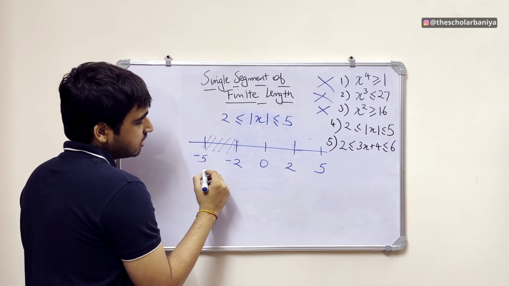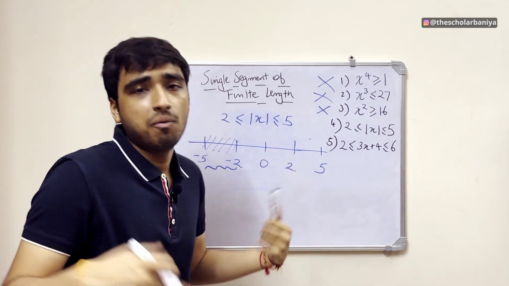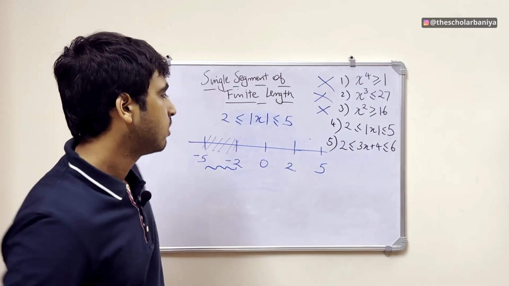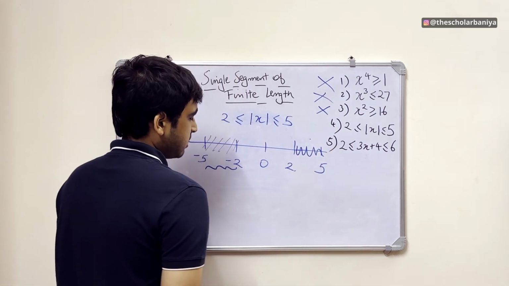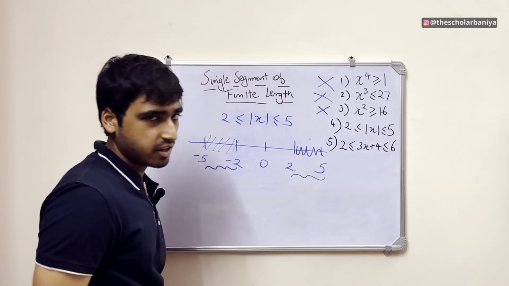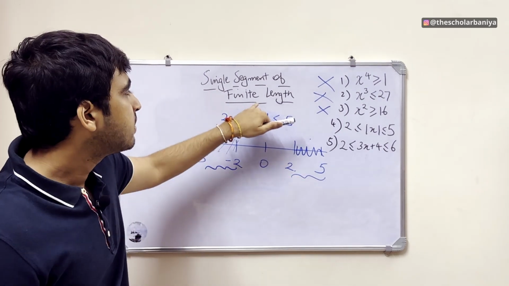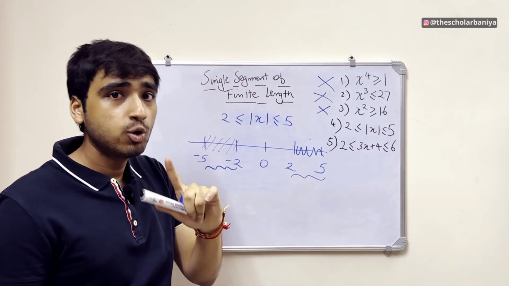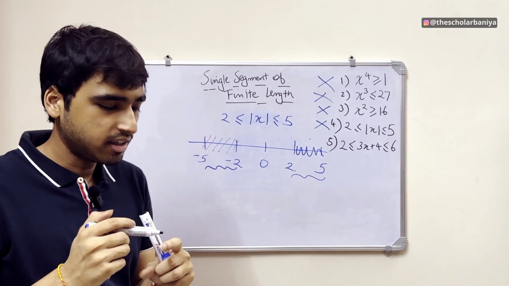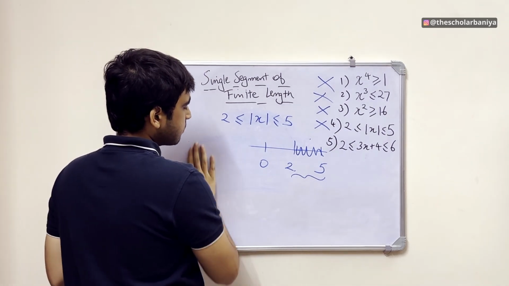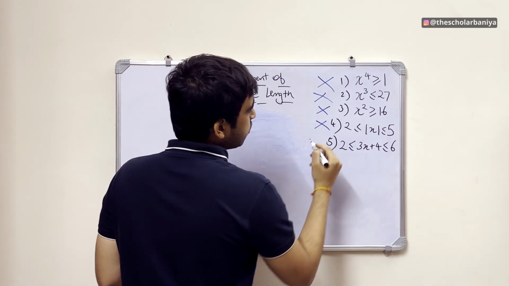So this part is a solution set. Similarly, any value between 2 and 5 will obviously satisfy: 2.1, 2.2, 3, 4, whatever. So any value over here between 2 and 5 will satisfy. So this is also a solution set, right? So there are two solution sets in this, but we were asked for a single segment, not two. So even this cannot be an answer. I hope this is clear, right? Okay. Now, obviously only one option is left, so this is going to be the answer.